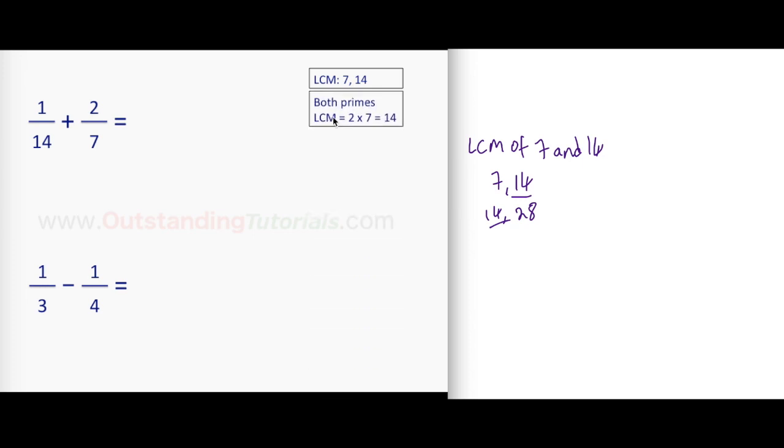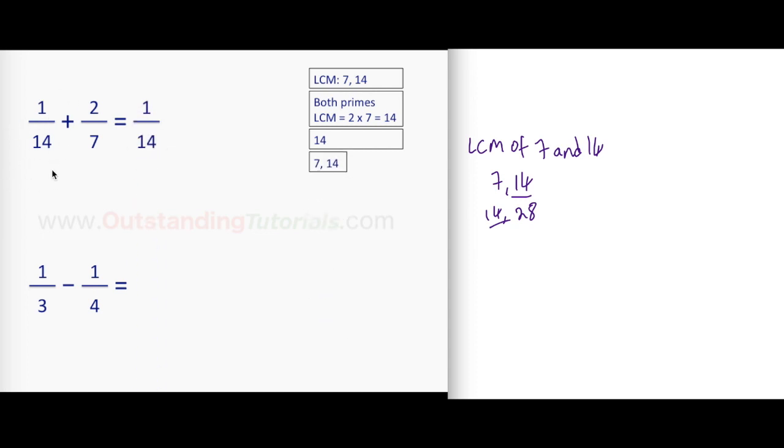So the lowest common multiple of 7 and 14 is 14. Or you could use primes. Using primes, you can work out a prime factorization of each of those numbers and follow the rules for lowest common multiple, which is all the primes in both. So you take all the primes, and that'll be 2 and 7, and that'll be 14. So then you know the lowest common multiple is 14. That means that the new denominators will be 14.